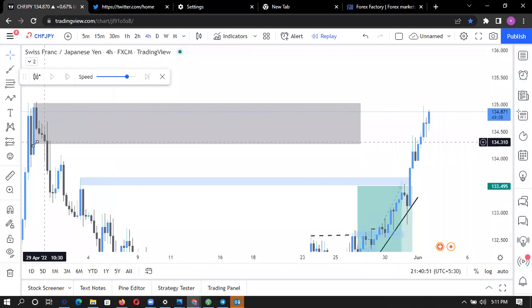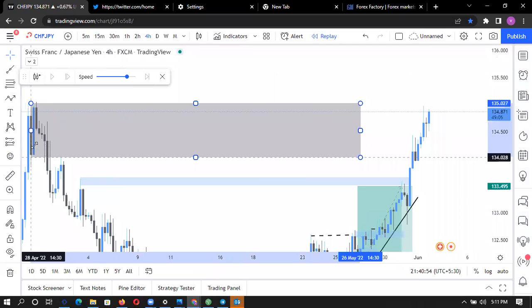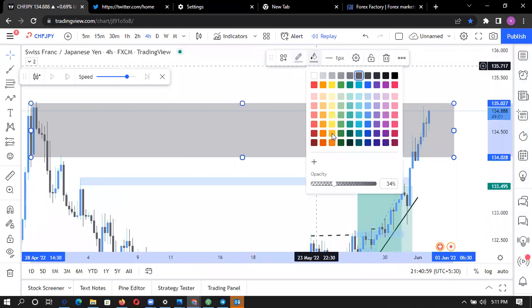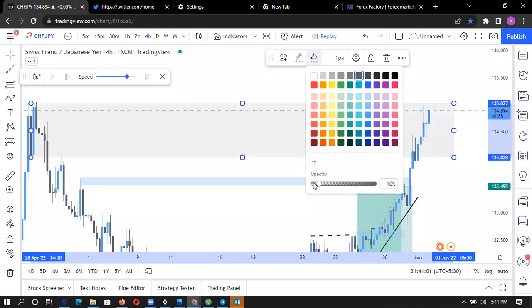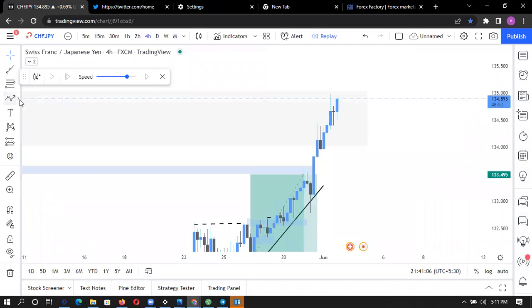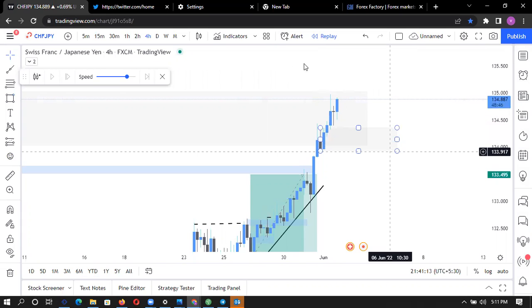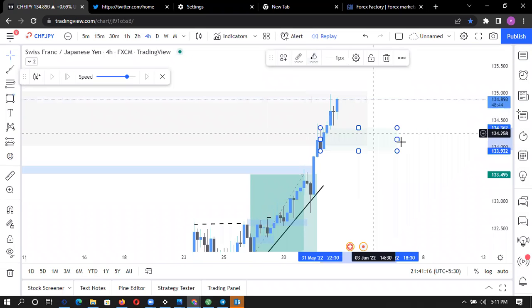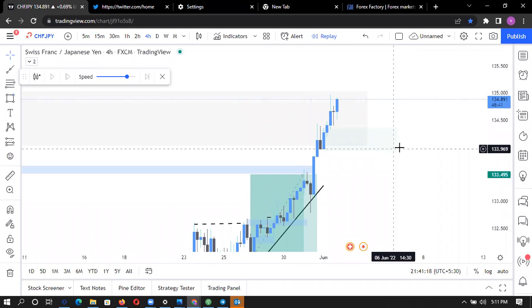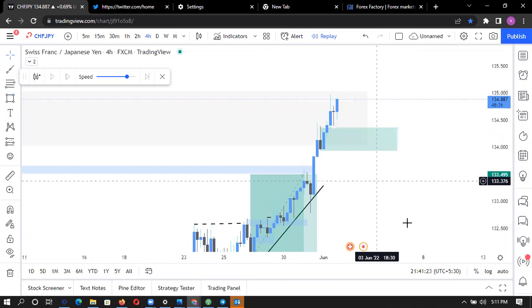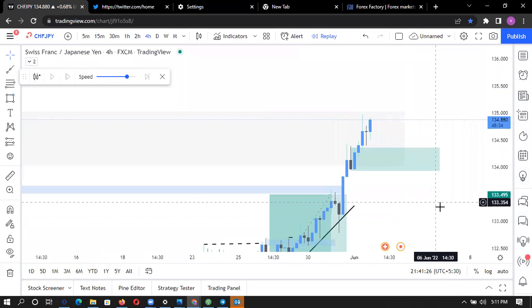Although we have an OB around this area, which covers everything around here, you could reduce that, reduce the contrast, since inside there we have an inside bar. All right, so I'll be using the green, and I'll be increasing the contrast a little bit. Okay, so you can see that the price is still bullish.